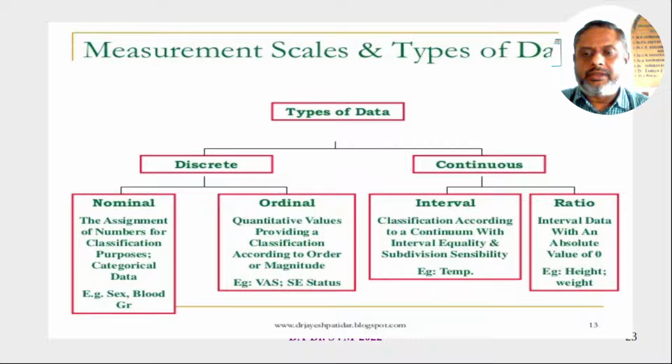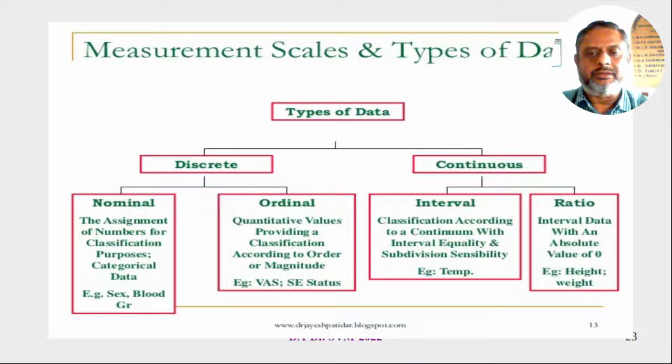And ratio is height, weight, length. All these are the ones which are measurable and have a sense of zero. So there's nothing like negative. So if the distance from point A to point B is 100 kilometers, it doesn't mean that from point B to point A it is minus 100 kilometers. It is again 100 kilometers only. So there is nothing like a negative value. But in interval there is a negative value possible, but in ratio no negative is possible.